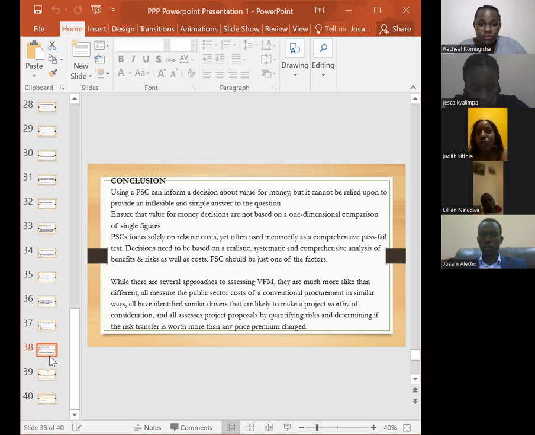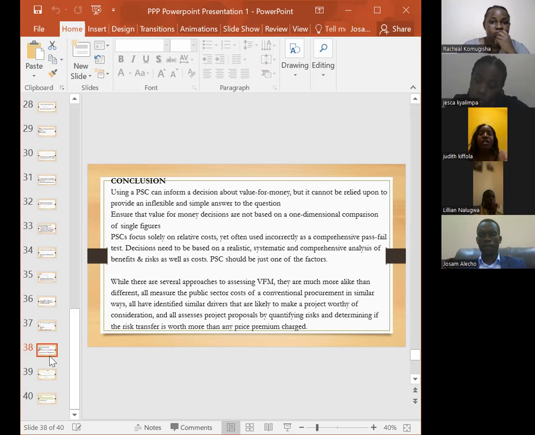If this is a project that is going to take 30 years to run, or 20 or 15 years, it's going to be a long-term project. There should be room for those hidden costs that you don't know. Yet the PSC doesn't consider those hidden costs, which affects the performance in decision-making and value for money. So while there are several approaches to assessing value for money, they are much more alike than different. They measure the public sector costs of a conventional procurement in similar ways. All have identified similar drivers that are very likely to make a project worthy.